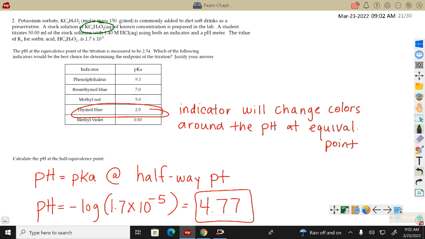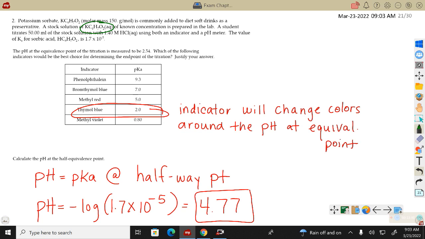Which of the following indicators would be the best choice in indicating the end point? If you're just titrating with an indicator, you'd try to stop your titration at the end point, which is the same as the equivalence point. It's one of the most important points in the titration, where we'd have equal moles of acid and base. Now this does make sense that the pH at the equivalence point is still pretty acidic, because I've got strong acid and weak conjugate base.